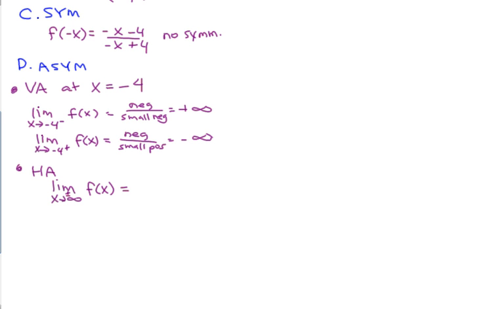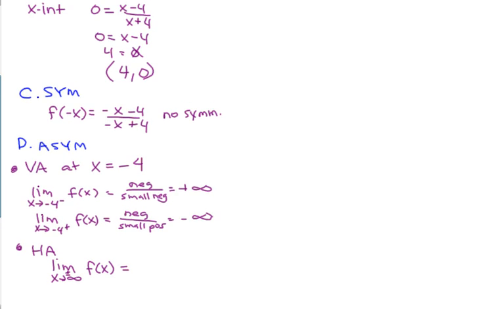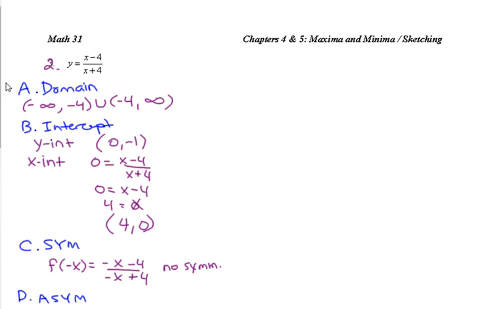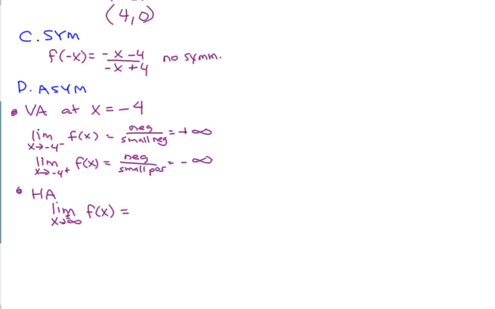So what about when the degree on top equals the degree on the bottom? 1 over 1. We take the coefficients of the highest degree. So it's going to be 1 over 1, which equals 1. So from both sides, we're going to have a horizontal asymptote, which we'd write as y equals 1. A slant asymptote we don't have, because you'd need the top degree to be 1 more than the bottom. So we're good. You can't have all three.